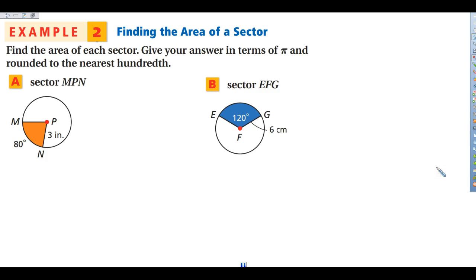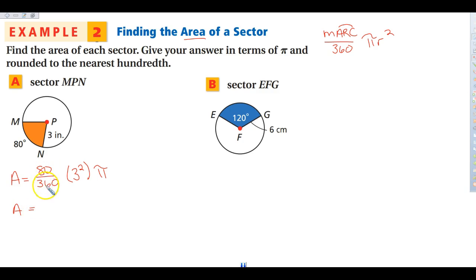Okay, when we're looking at area of a sector, again, it is that measure of the arc over 360 times, now we're dealing with area, so we want our area formula, which is pi r squared. Okay, so when we start here, we're finding the area of our sector. So our degree is 80 over 360 times our radius squared, so 3 squared times pi. And when we do 80 over 360 times 9, we are going to get 2 pi.